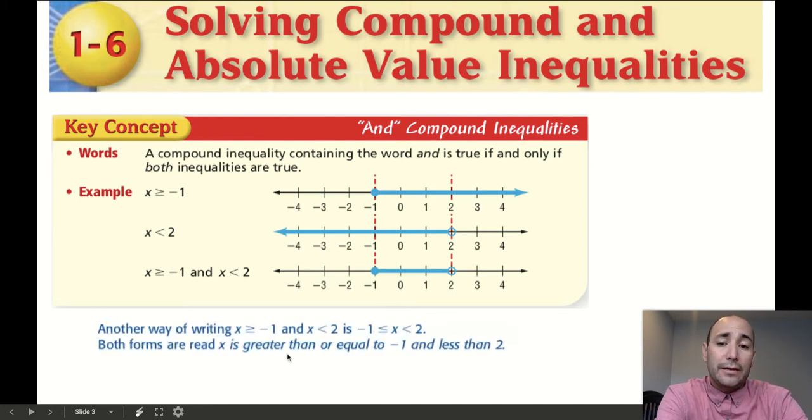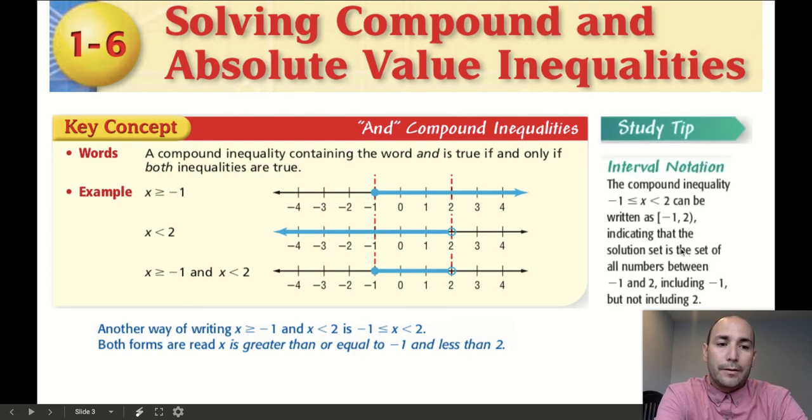Another way of stating this is you can write them separately as x is greater than or equal to -1 and x is less than 2, or you can write them jointly like this, still having two inequalities, but you have the variable in the middle and the two values on the outside. Both forms are read the same way.